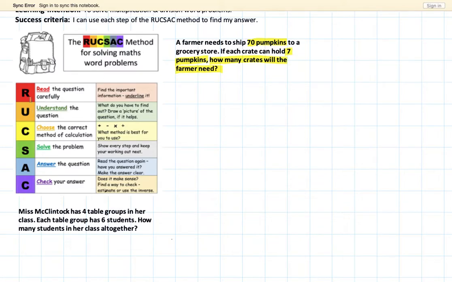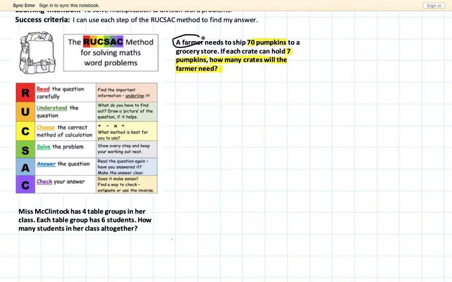I've read it. I've underlined important information. What's the next step? Understand. What do you have to find out? Draw a picture of the question if it helps. So I'm going to draw a picture just to help me understand what's going on.